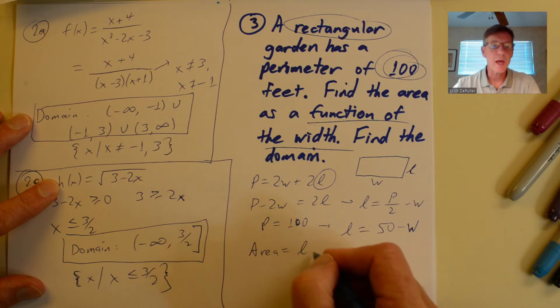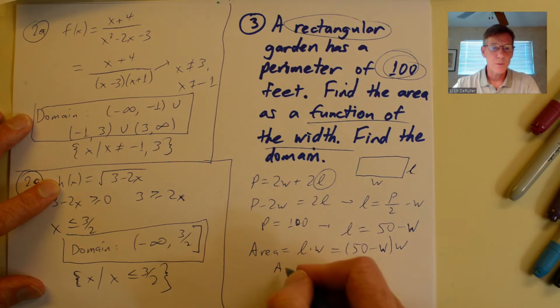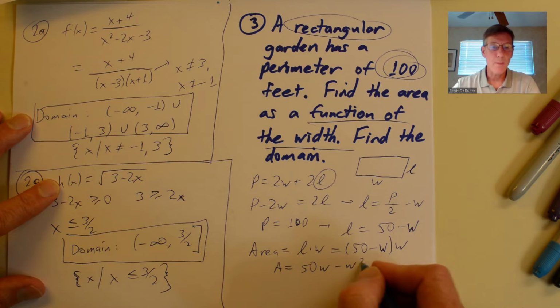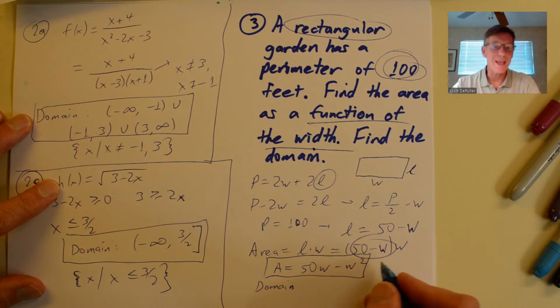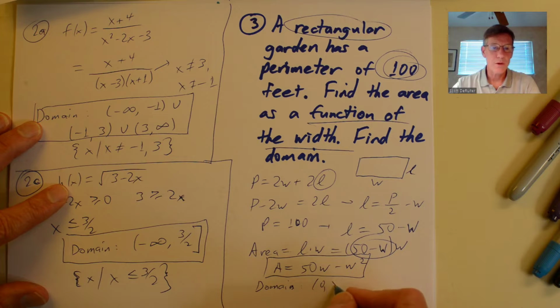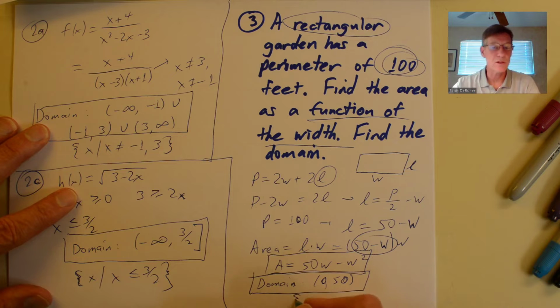Area is just length times width. We replace the length with what we know it's equal to. We multiply that out using the distributive property, and there's our area formula. And the domain, well, we don't want an area that is either 0 or negative. So our domain has to be a W value from 0 to 50, excluding 0, excluding 50, because we don't want a value of 0.